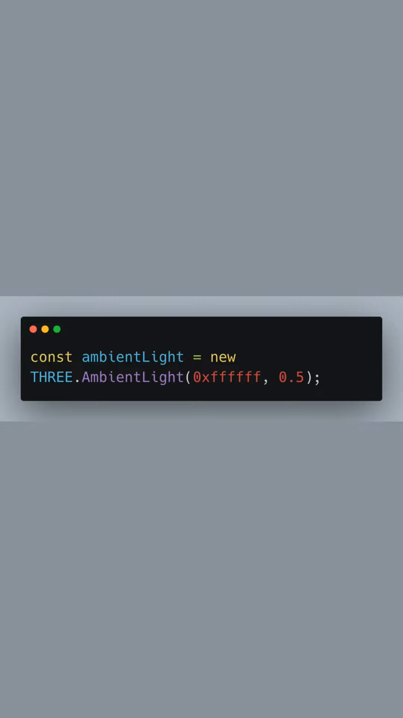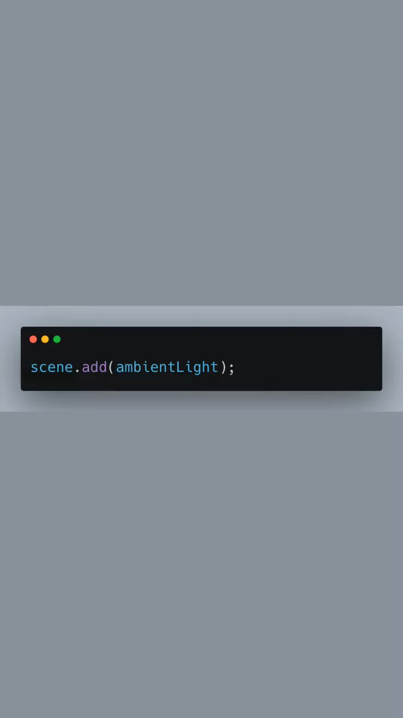Now, we introduce light. The first type we're adding is an ambient light, which affects all objects in the scene equally. Think of it as the general fill light that provides the base level of illumination. We add this ambient light to our scene with its color set to white, represented by hexadecimal color code FFFFFF, and we set its intensity to 0.5 for a subtle effect.